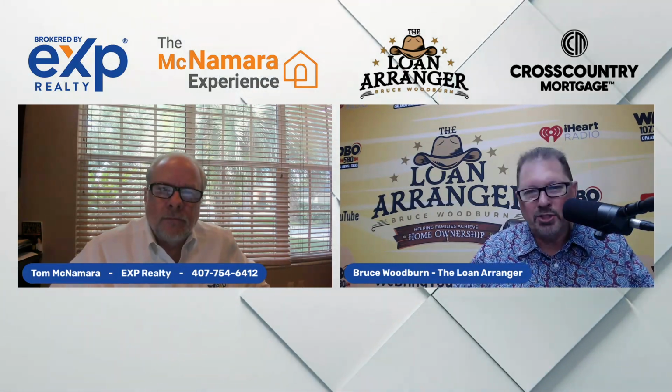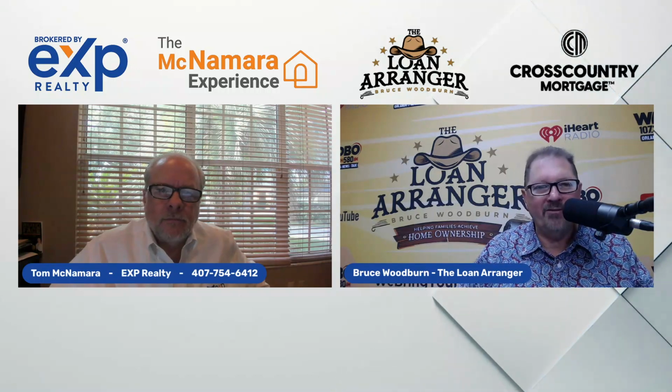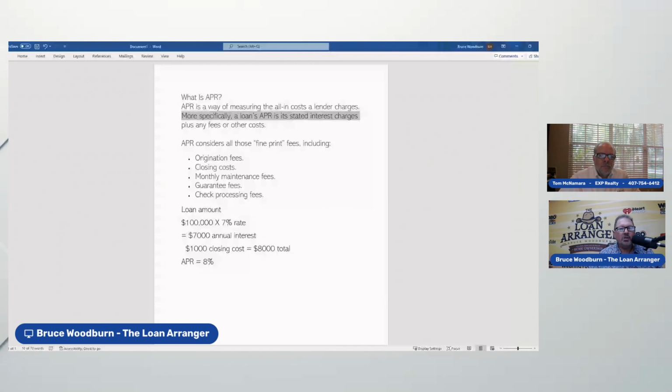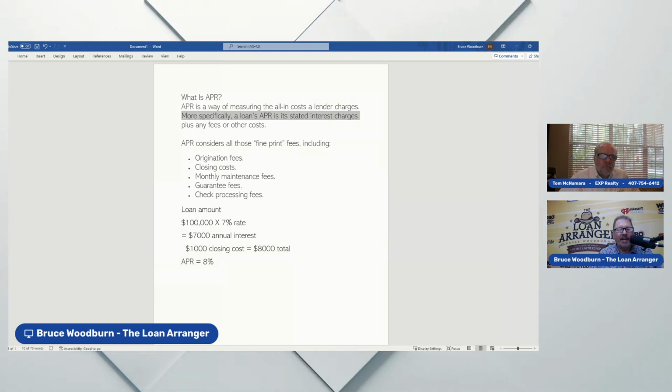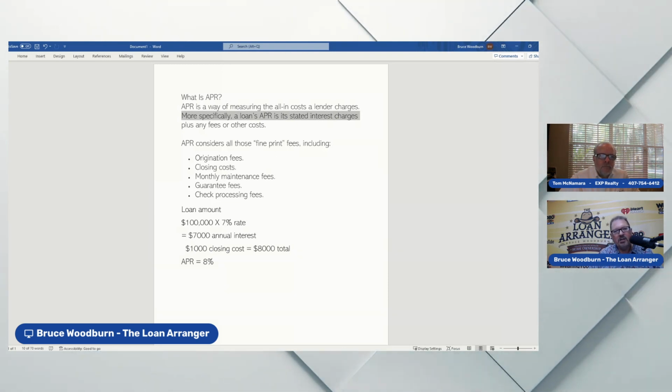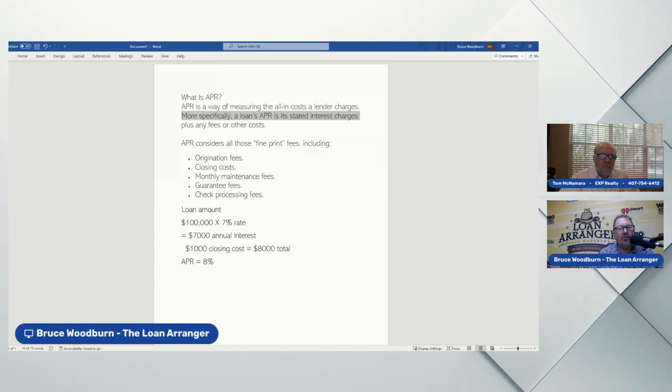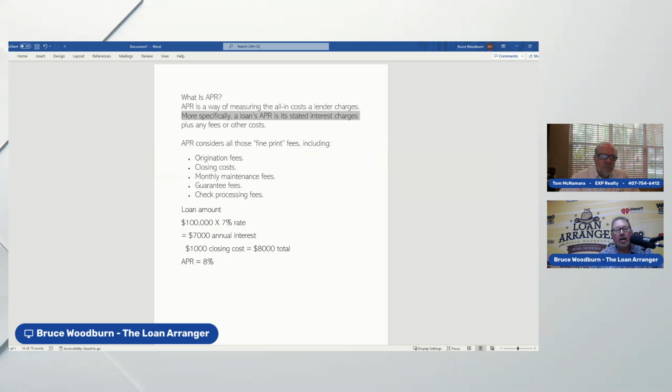I put together the most simple Word doc you could ever imagine, so if you can bring that up on the screen. Here's what we've got. First of all, your interest rate is your interest rate. What you're quoted is a rate. Now, the APR is going to take into consideration any other fees or closing costs that may be included in that: origination, closing costs, anything that could be added into the loan.